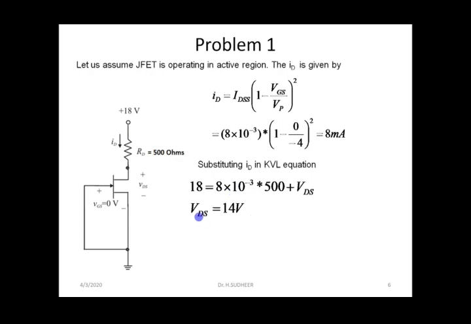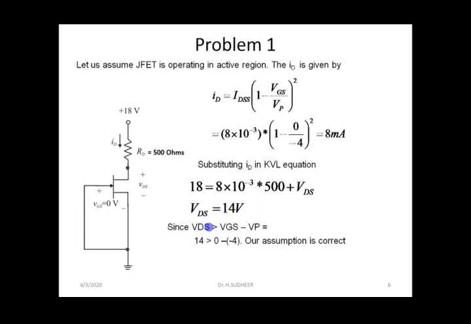But the problem does not end there. We have to cross check whether our assumption that the JFET is operating in active region is correct or not. What is the condition for JFET operating in active region? VDS should be greater than VGS minus VP. What is VGS here? 0. So VDS should be greater than minus VP. What is the VP value given in the problem? 4 volts. So 14 is greater than 4 volts.